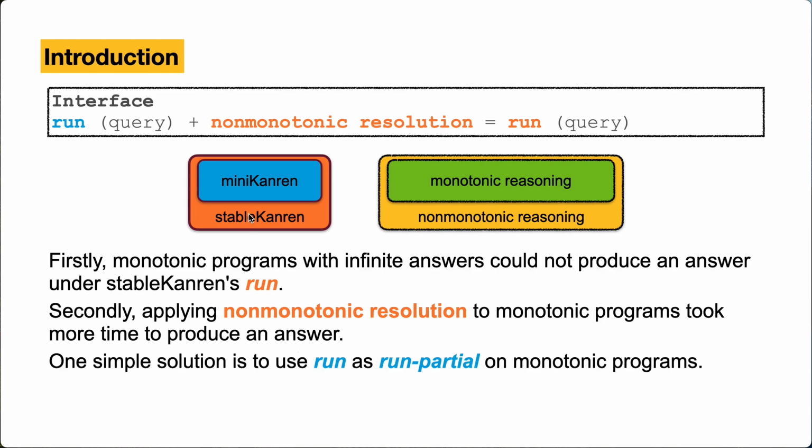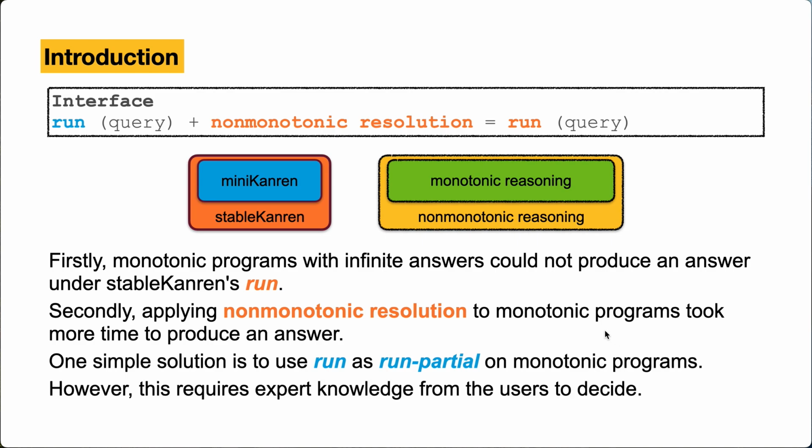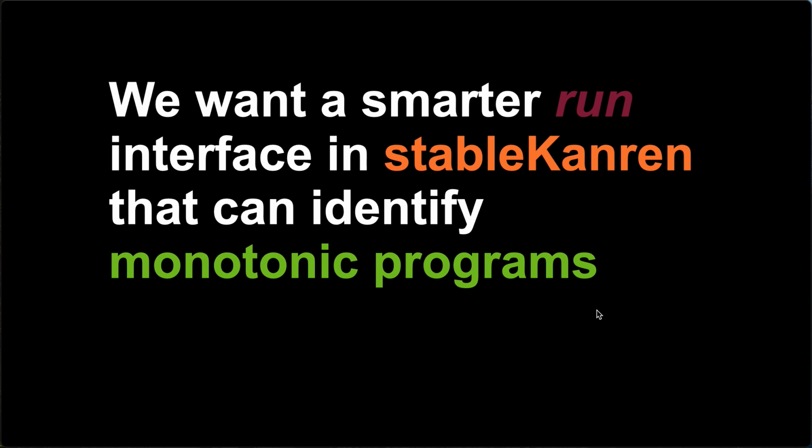How about we use the run interface from miniKanren as run-partial along with the run in stableKanren for monotonic programs, so it will produce the answers in a faster way. However, this requires expert knowledge from the users to decide which interface to use, run or run-partial. We want a smarter run interface in stableKanren that can identify monotonic programs.